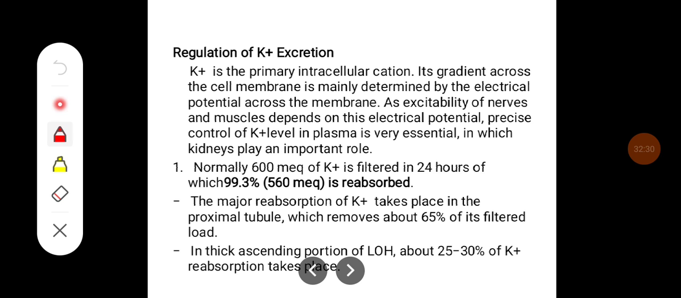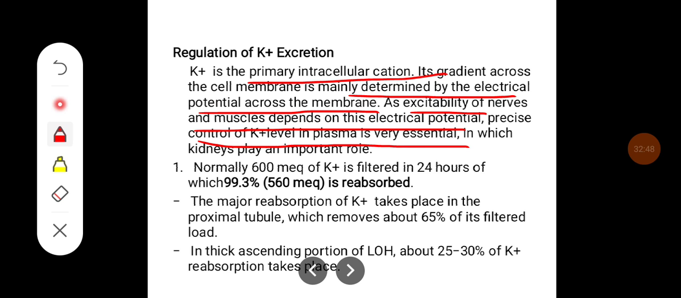Regulation of the potassium. Potassium is a primarily intracellular cation, and its gradient across the cell membrane is mainly determined by the electrical potential across the membrane. As the excitability of the nerves and the muscle depends on the electrical potential, precise control of potassium level is very essential, in which kidneys play an important role.